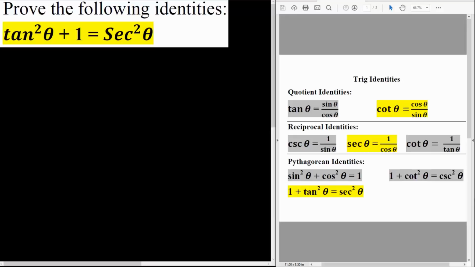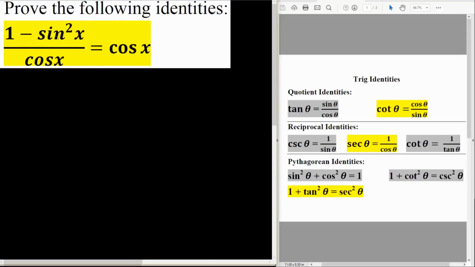Okay, in this video we will prove the following identities. So we want to prove that tan squared theta plus 1 is equal to secant squared theta. And also we'll do another problem: 1 minus sine squared x divided by cosine x is equal to cosine x.